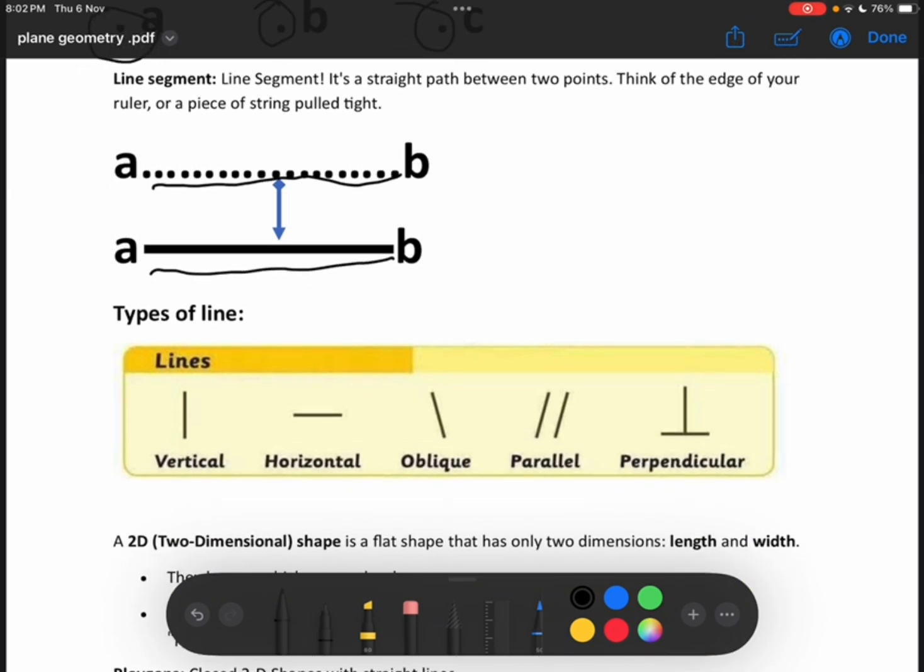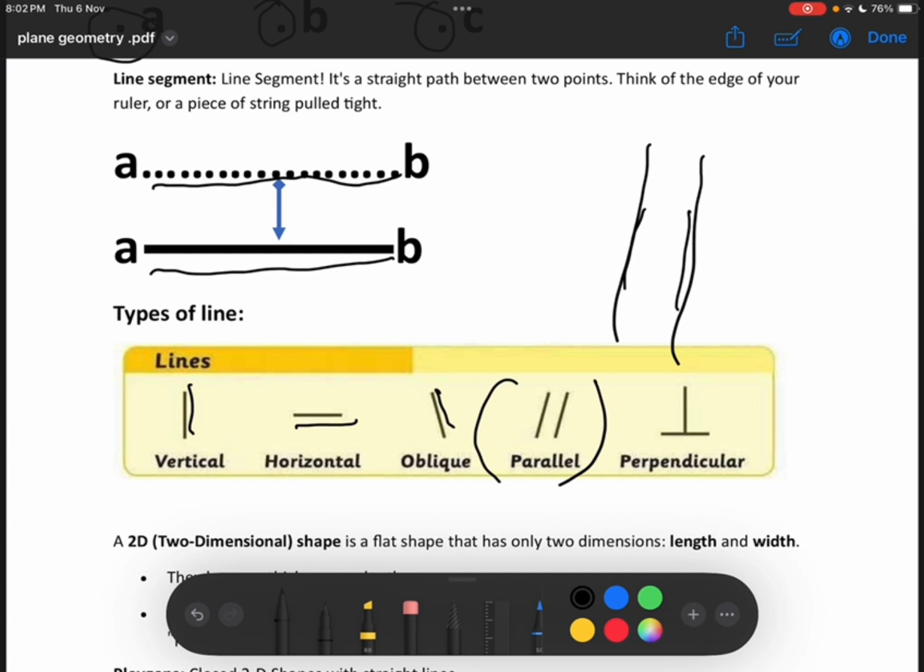After this type of line, there are many types of lines. You can see here vertical line, horizontal line, oblique, or you can say slanting line. Then next is parallel lines. These are very interesting. What are parallel lines? When there is a pair of lines and we extend the lines in both directions, they never meet at any point, like the railway train track. Those lines are called parallel lines.